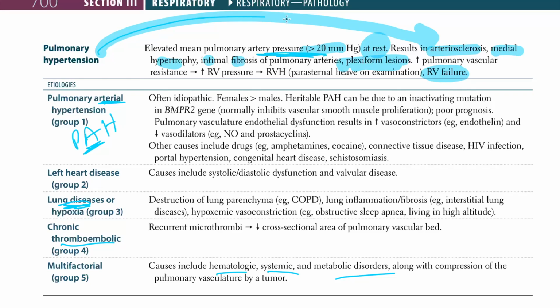And that will lead to more complications like atherosclerosis, medial hypertrophy, intimal fibrosis, right? So we're talking about intima. What's going to happen to intima? Fibrosis. What's going to happen to the media? Medial hypertrophy. So the media will be way bigger, hypertrophy. And what's going to happen to your plexiform? You will see plexiform lesions. Fibrosis, hypertrophy, plexiform lesions.